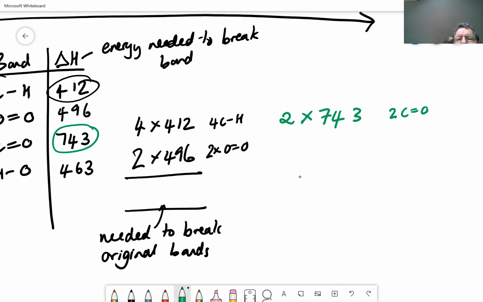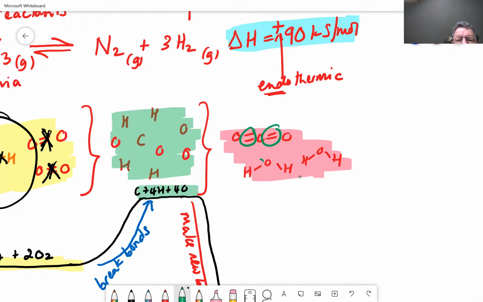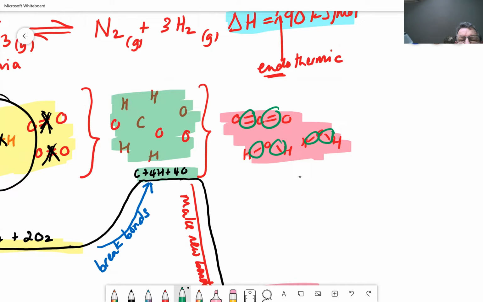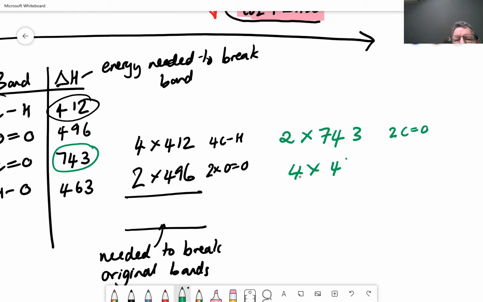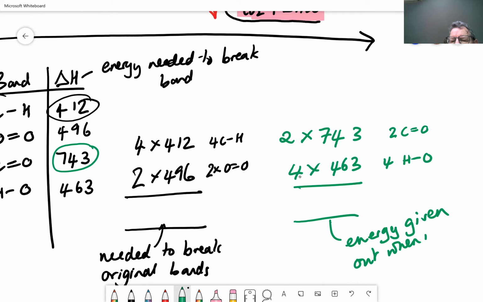And now I want to make 1, 2, 3, 4 oxygen to hydrogen. So 4 times 463, that's 4 HO bonds. And that will be the energy given out when the new bonds form.